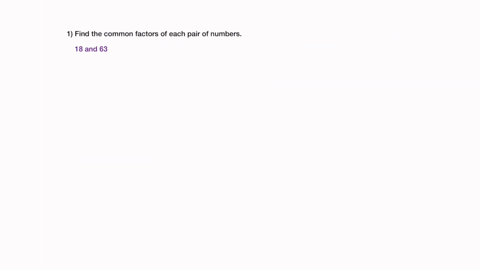Find the common factors of each pair of numbers. So basically, we have to find the common factors. And how do we do that? First, we need to list down the factors for that matter, right?